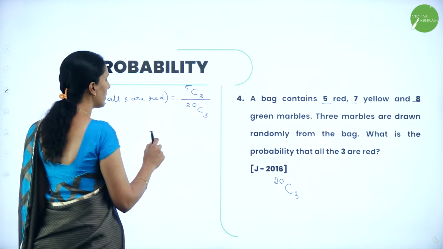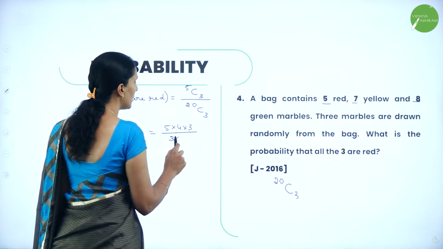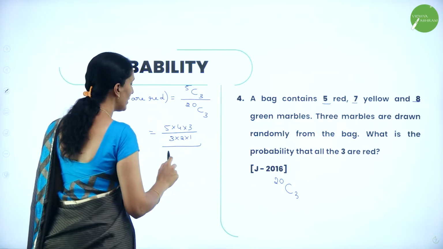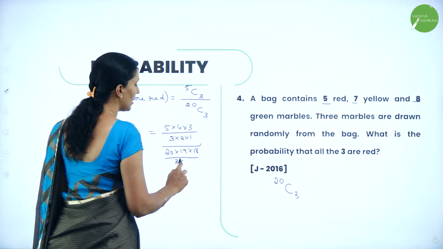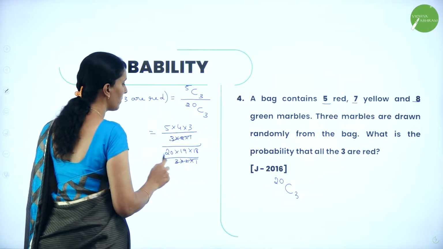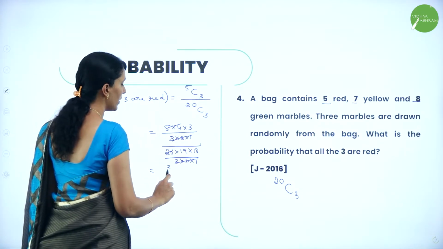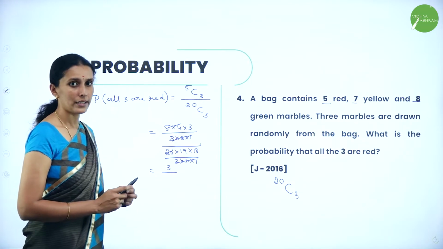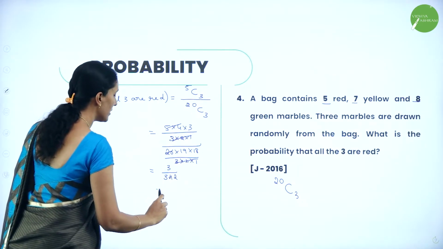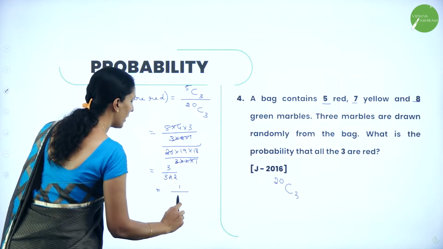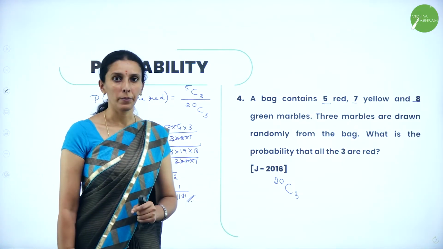So we can also calculate it. 5C3 is 5 into 4 into 3 divided by 3 into 2 into 1. And 20C3 is 20 into 19 into 18 divided by 3 into 2 into 1. We can cancel here. Again, 4 5s are 20, 20 cancels. So 3 divided by 19 into 18. That is equal to 342. So when you divide this, you will get the value as 1 divided by 114. So this is the value for the given probability.